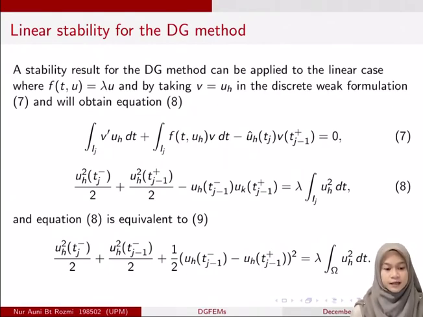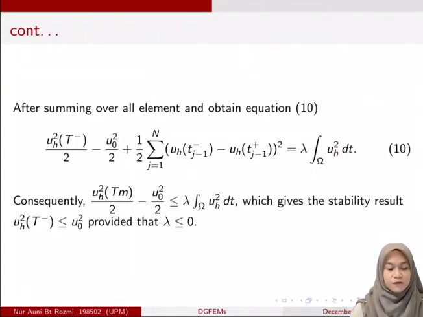Okay, next is the second method proposed in this paper, which is linear stability for the discontinuous Galerkin method. Stability results for the discontinuous method can be applied to the linear case where f(t,u) equals lambda u, and by taking v equals uh in the discrete weak formulation equation 7, we will obtain equation 8, where equation 8 is equivalent to equation 9. And then after summing over all elements, we will obtain equation 10.